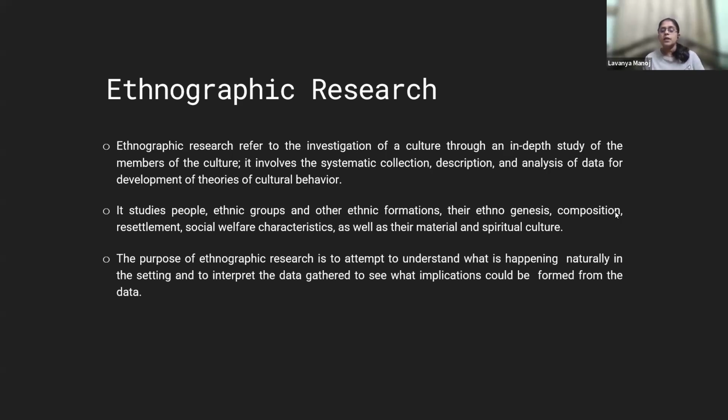And the purpose of ethnographic research is to attempt to understand what is happening naturally in the setting, and to interpret the data gathered to see what implications could be formed from the data. So why is this done? To understand what is happening naturally. The scattering of a particular ethnic group is not done purposely, but after some time it has naturally happened. So why it has happened, the reasons have to be analyzed.